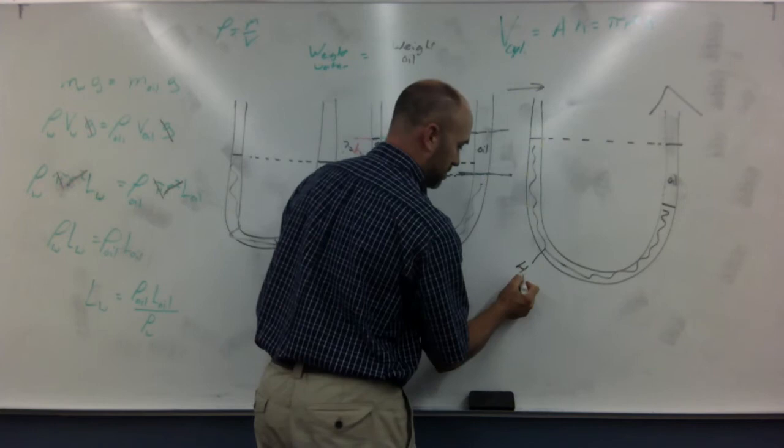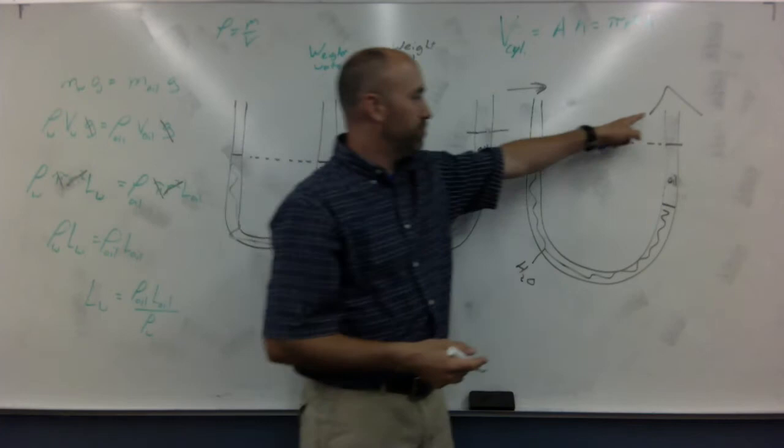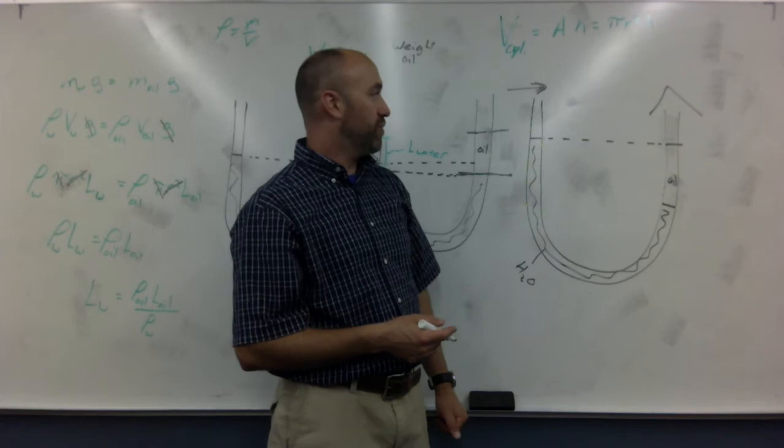But they're now level, not because the oil is just as heavy as water, but because you're blowing across the top of this. And because you put this little tent over this side, there's no air blowing across that one. And the reason this happens is because of Bernoulli's equation.